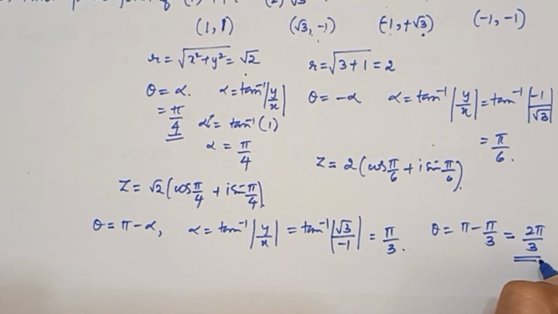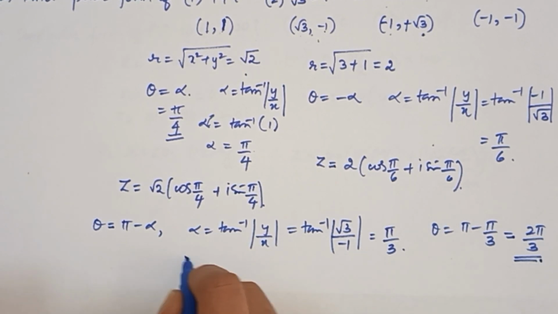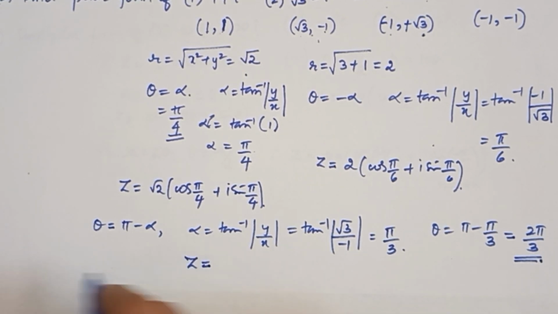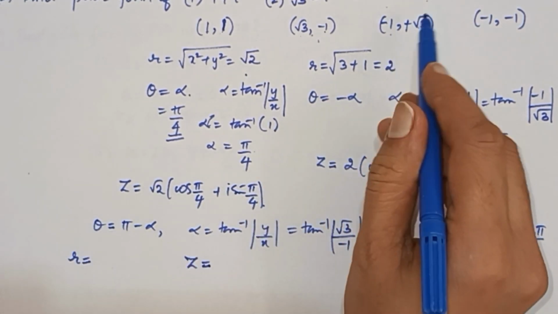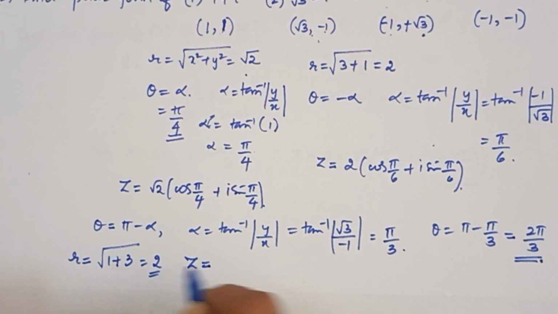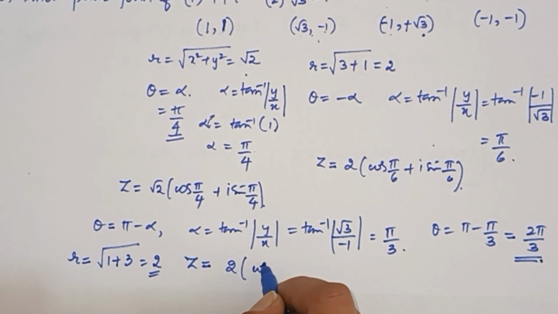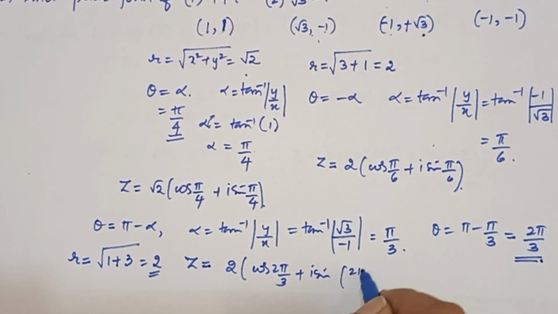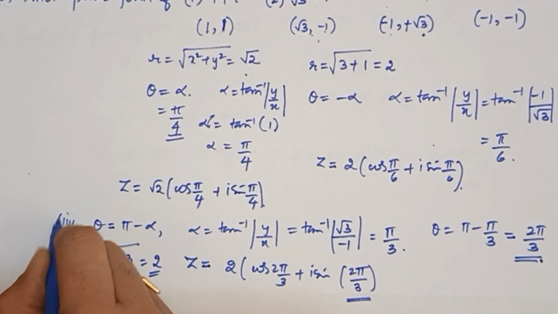This is the principal argument. Therefore, for the polar form z equals r, you have to find out r. r is calculated as the square root of minus 1 whole square is 1, root 3 whole square is 3, which is nothing but 2. So it is 2 into cos 2 pi by 3 plus i into sine 2 pi by 3. This is for the third problem.